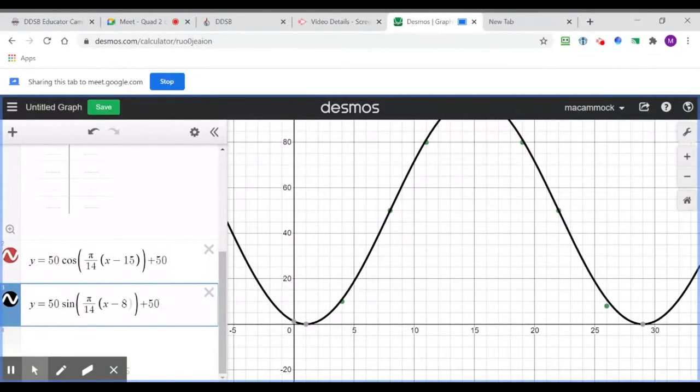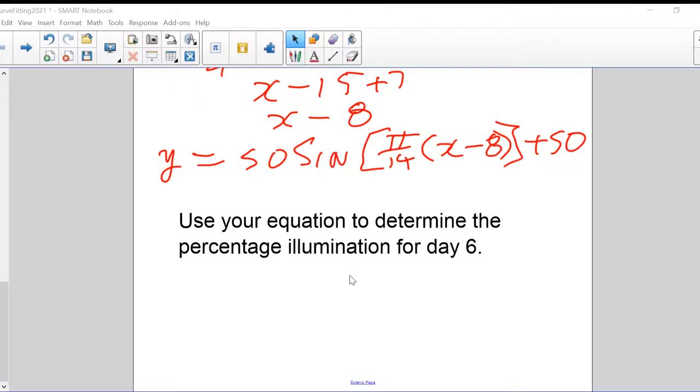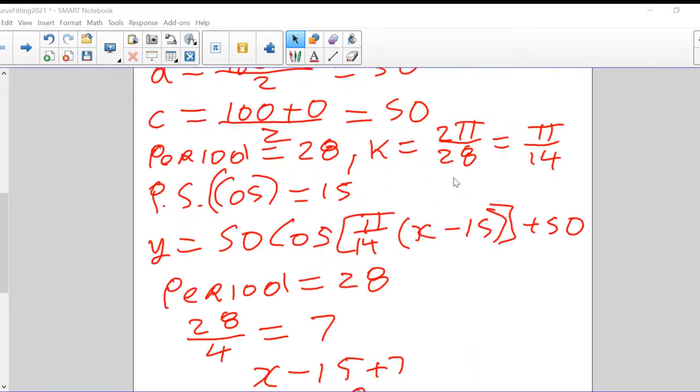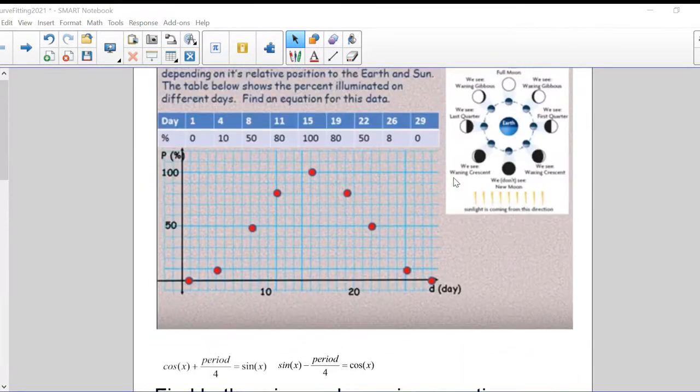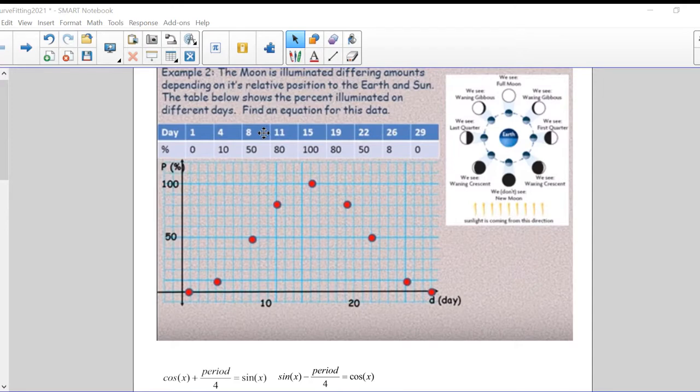How about everybody else? Okay, use your equation to determine. So look at the table again. The table doesn't tell us what the illumination is on day 6. We went from day 4 to day 8. So we really don't know what it is for day 6, but we have a model that should help us to figure it out for day 6. How do we use a model to determine that? Can anybody help me out with that?